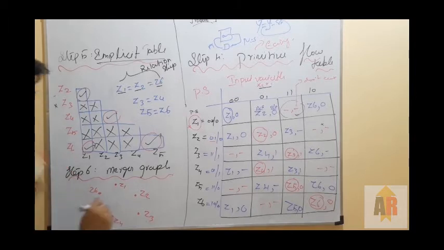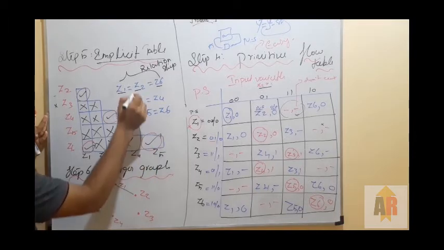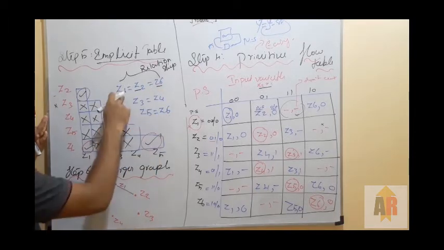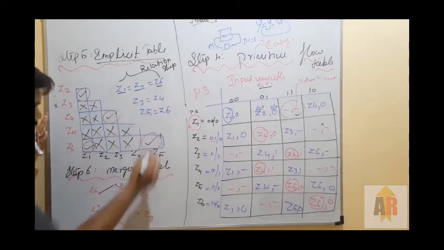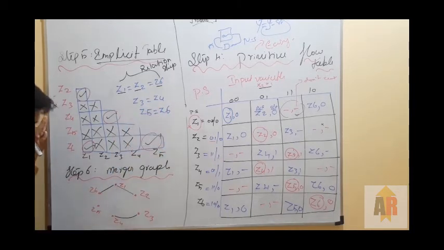Then after marking the states, Z1 and Z2 are equal, so I will draw a line like this. Z2 and Z6 are equal, which means Z1 is once again equal to Z6. So I will draw a line like this. Z3 and Z4 are equal. I will draw a line like this. Z5 and Z6 are equal. I will draw a line like this.